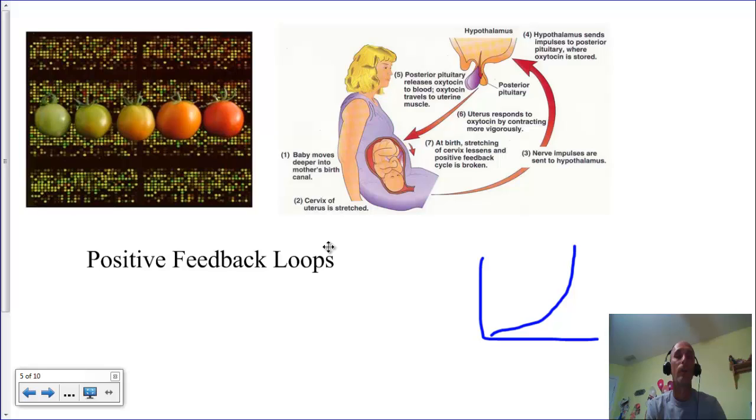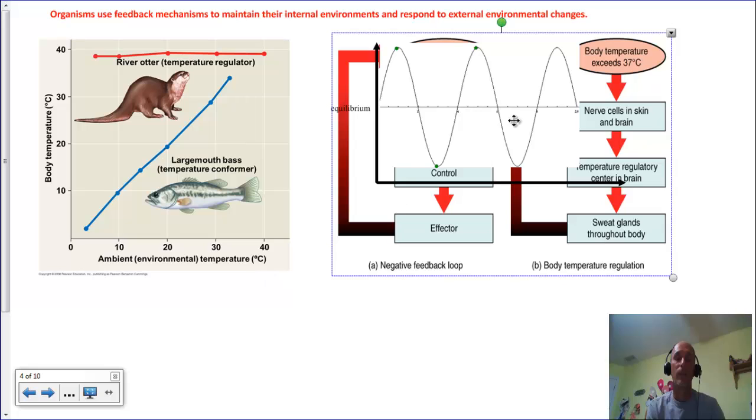All right, so now we also know that organisms are going to respond to changes in the external environment. And so really, the most common example of that you guys can think of would be, say, hibernation.